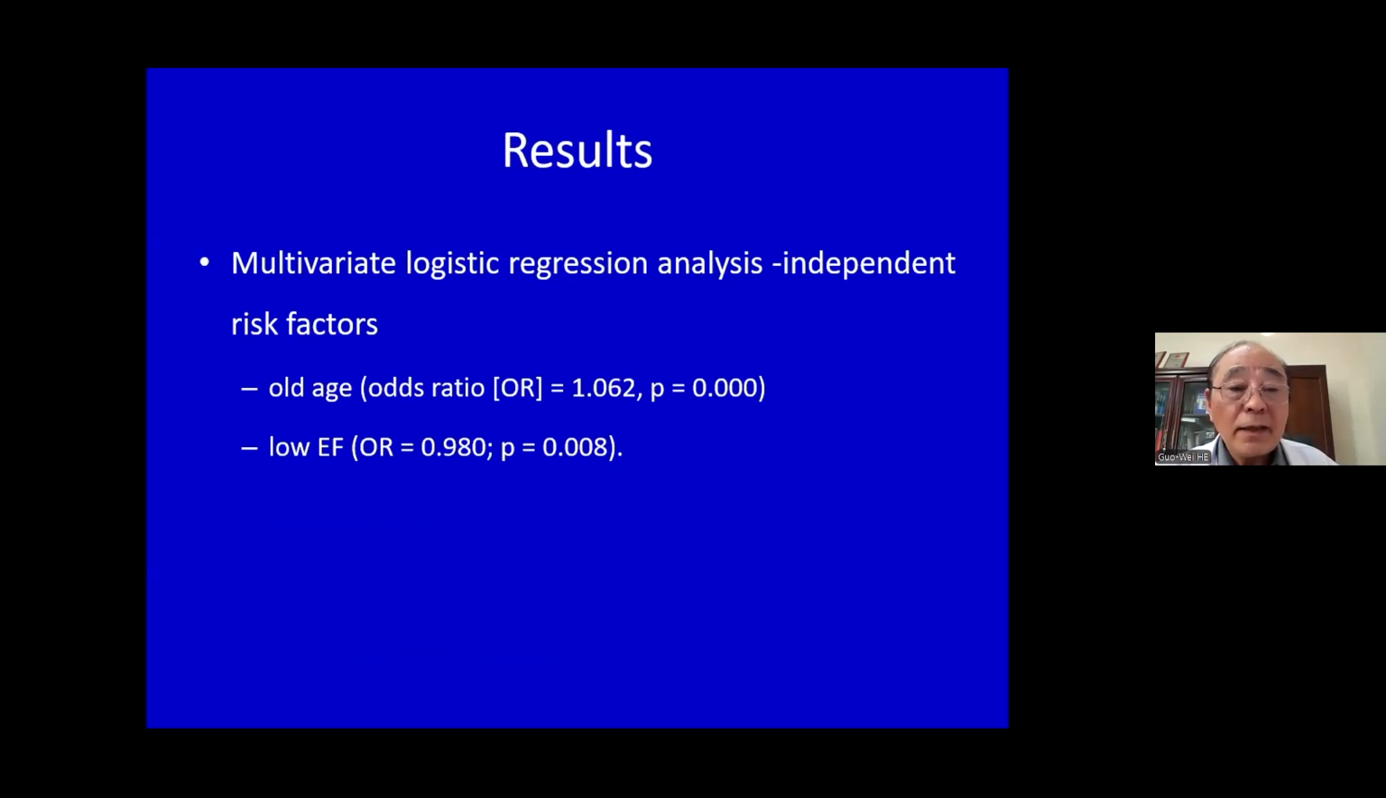Further, we did a multivariate logistic regression analysis to look at the interdependent risk factors. We found that 2 factors are independent. One is old age, with an odds ratio of 1.062 and a highly significant p-value. The other factor is low ejection fraction, with an OR of 0.98 and a p-value of 0.008. This shows that old age and low ejection fraction are both independent risk factors for predicting postoperative atrial fibrillation after isolated coronary artery bypass grafting.